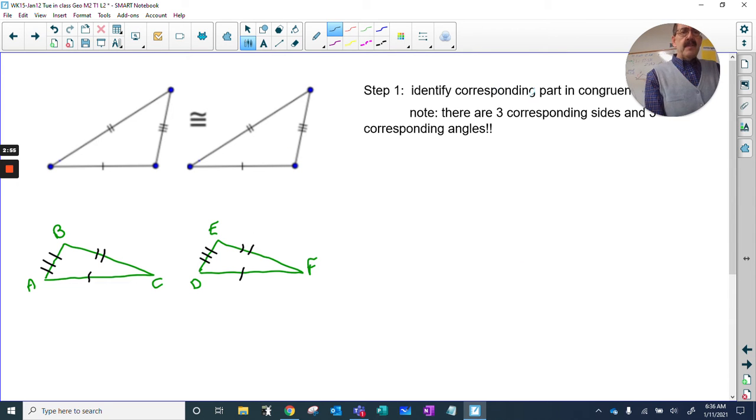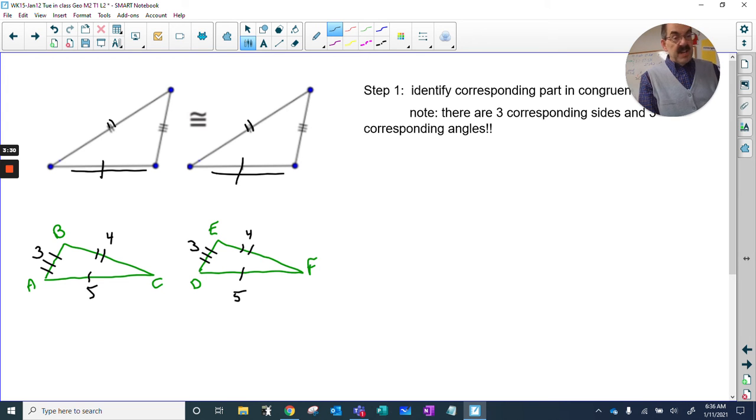Identifying the corresponding parts in congruent triangles. It turns out there are 3 angles that go together, and 3 sides that go together. So I'm going to label this the 3, 4, 5. Now remember, we've been learning about notation. You see how the 1 hash mark corresponds to the 1 hash mark? 2 to 2 and 3 to 3.